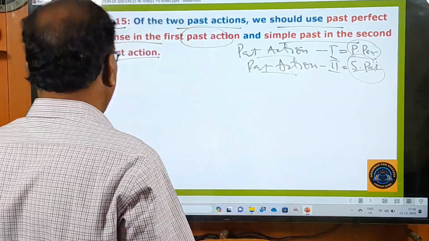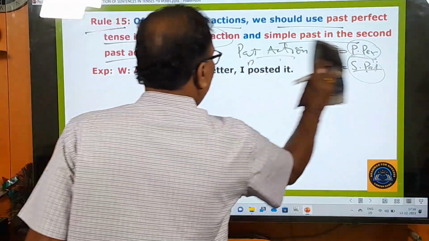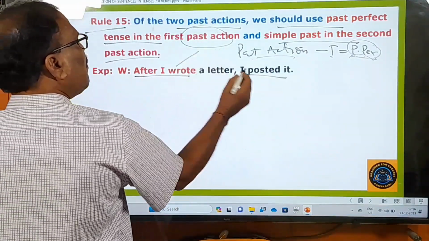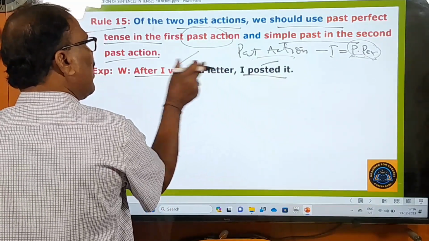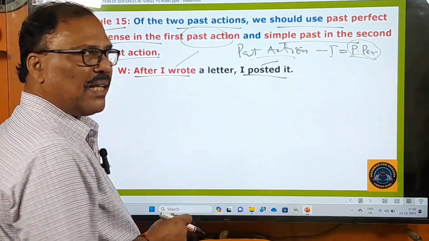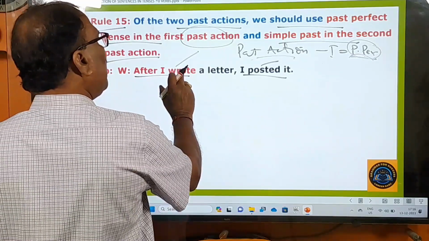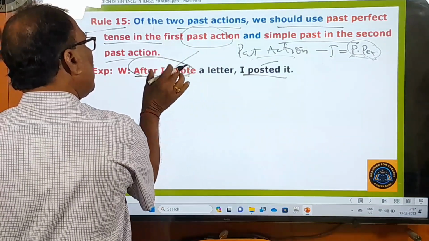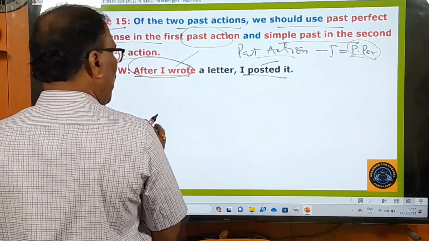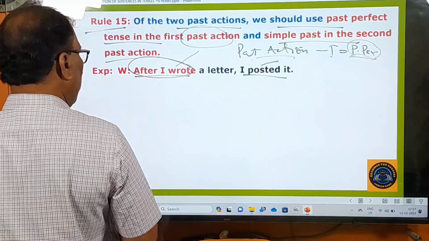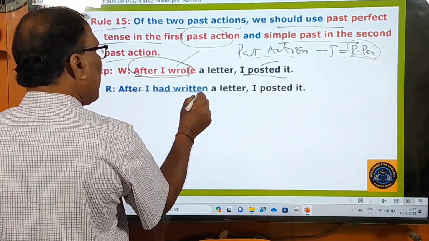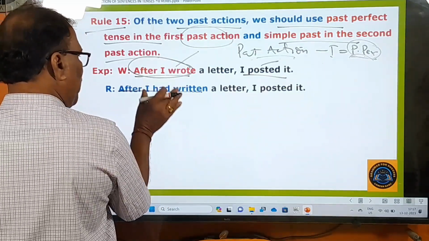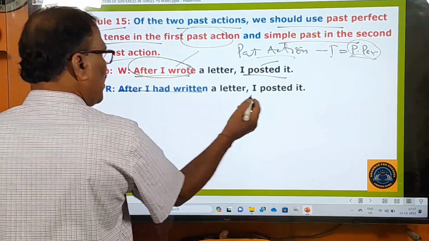How? Let us see that here. After I wrote a letter, I posted it. So writing a letter, posting it. These two actions are there, writing and posting. Which action happened earlier than the other? Writing only happened earlier than this posting. Only after writing you post it. That's why. But here, this after I wrote, is given in the past tense only. It should not be expressed in the past tense. What should be done? After I had written a letter. So wrongly given in the simple past, it is turned into past perfect since it is the first past action. This is the second past action.